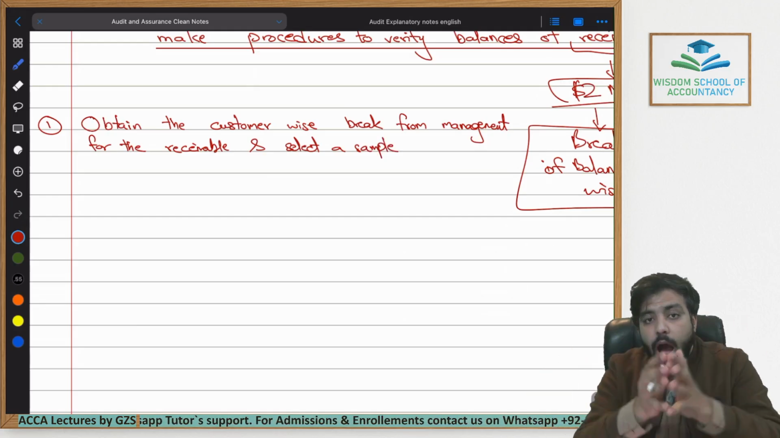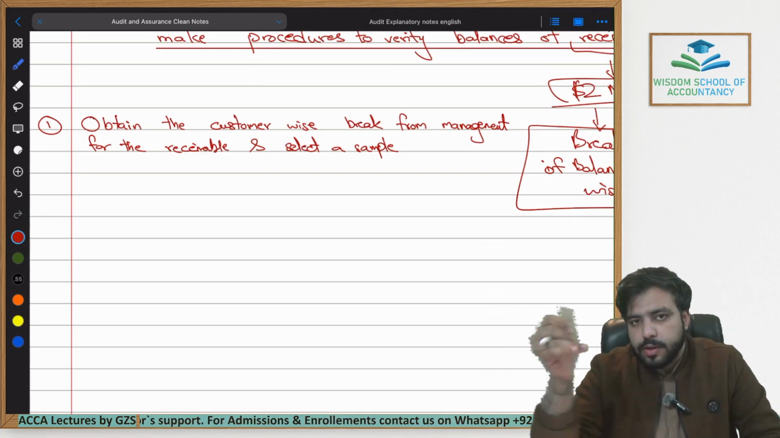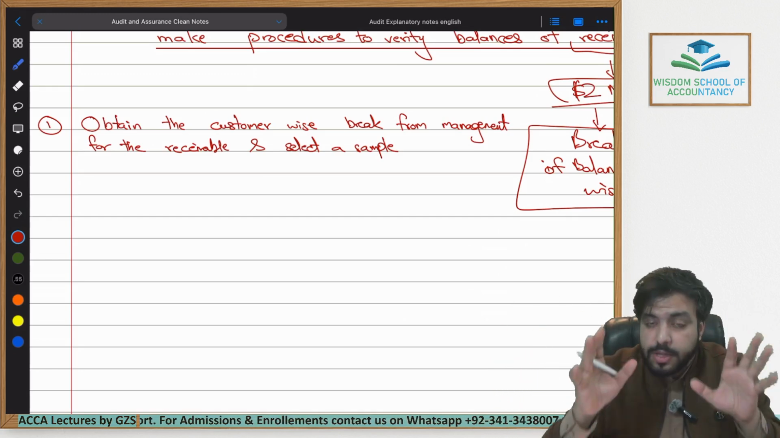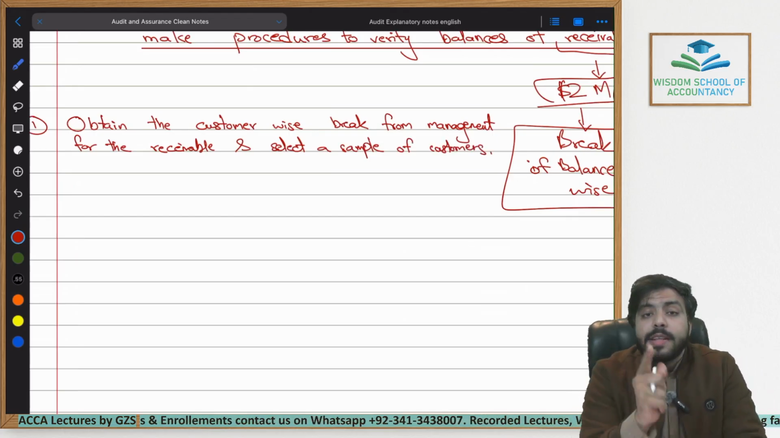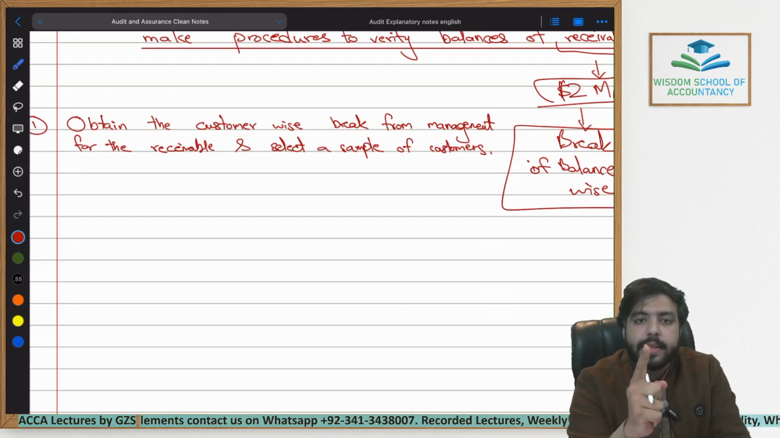Maybe there are 100 different customers, you select only 10 to which you will have to send the confirmations. You don't have to mention how many you will select, but you have to mention what sample you are picking. Select a sample of customers. Once this has been done, I'll prepare that confirmation and send them this confirmation.